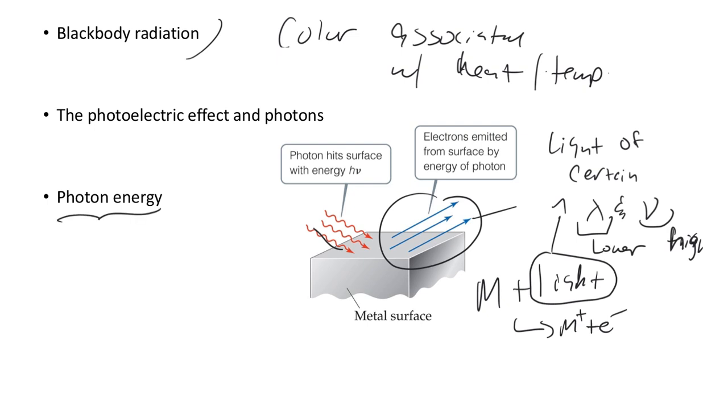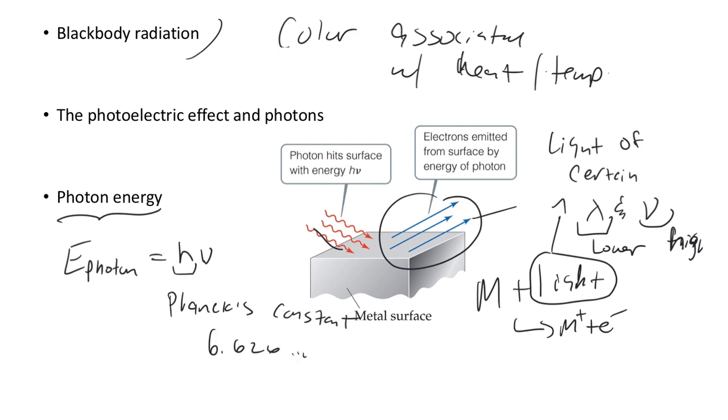This led to the discovery of the photon energy, that the energy could be calculated for a single photon by the equation E is equal to h nu, where h is Planck's constant. I think it's given on the very next slide, but h is Planck's constant. The numerical value is 6.626, and you could look it up more precisely, times 10 to the minus 34 joules times seconds.